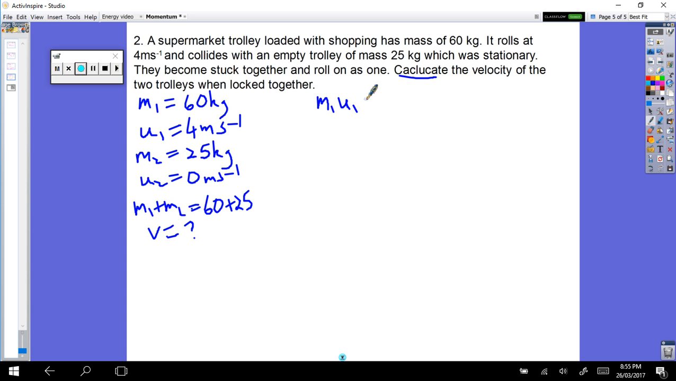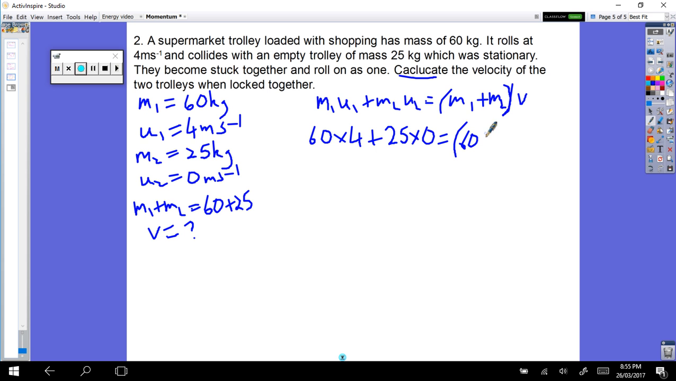I'll just rewrite it. So I've got m1 u1 plus m2 u2 equals m1 plus m2, bracket, v. And so we're going to go 60 times 4, which is our mass 1, the loaded trolley, and then 25 times 0, which equals 60 plus 25, v. Now you'll notice this one that has an initial velocity of 0, that's just going to totally disappear out of our equation because it's got no momentum at the beginning. So before, it's stationary, it has no momentum. It's not moving. So you can only have momentum if the objects are moving, because the formula is mass times velocity.